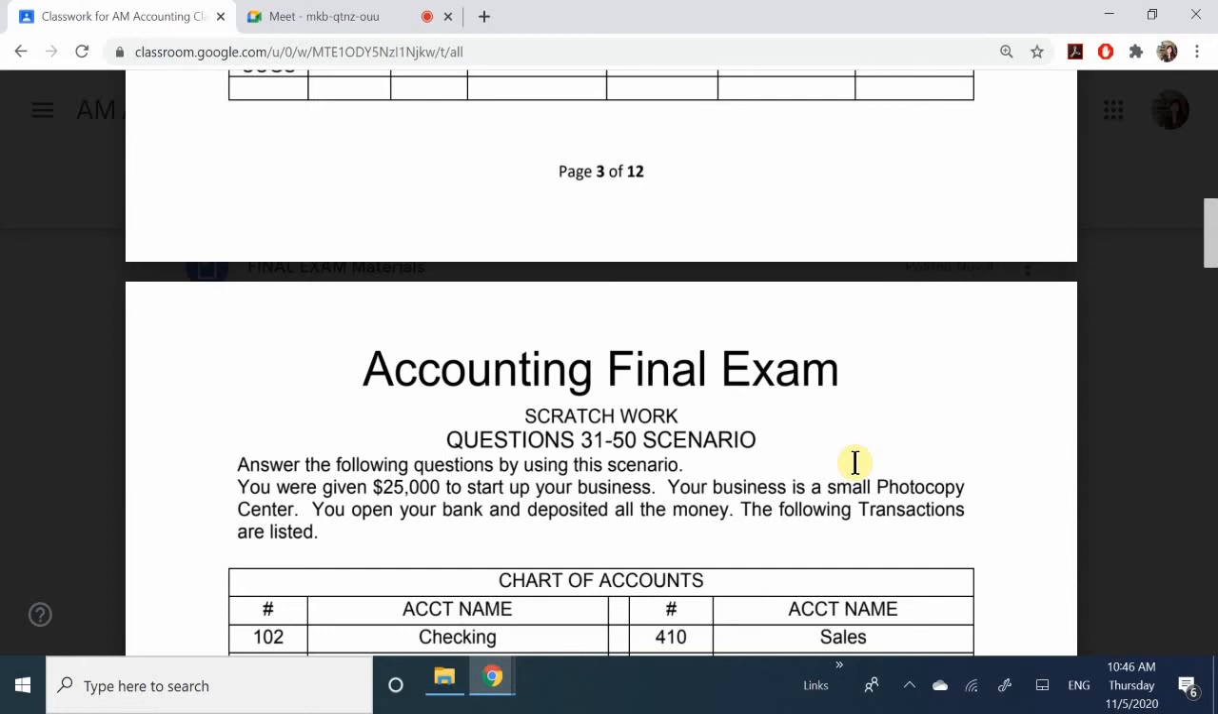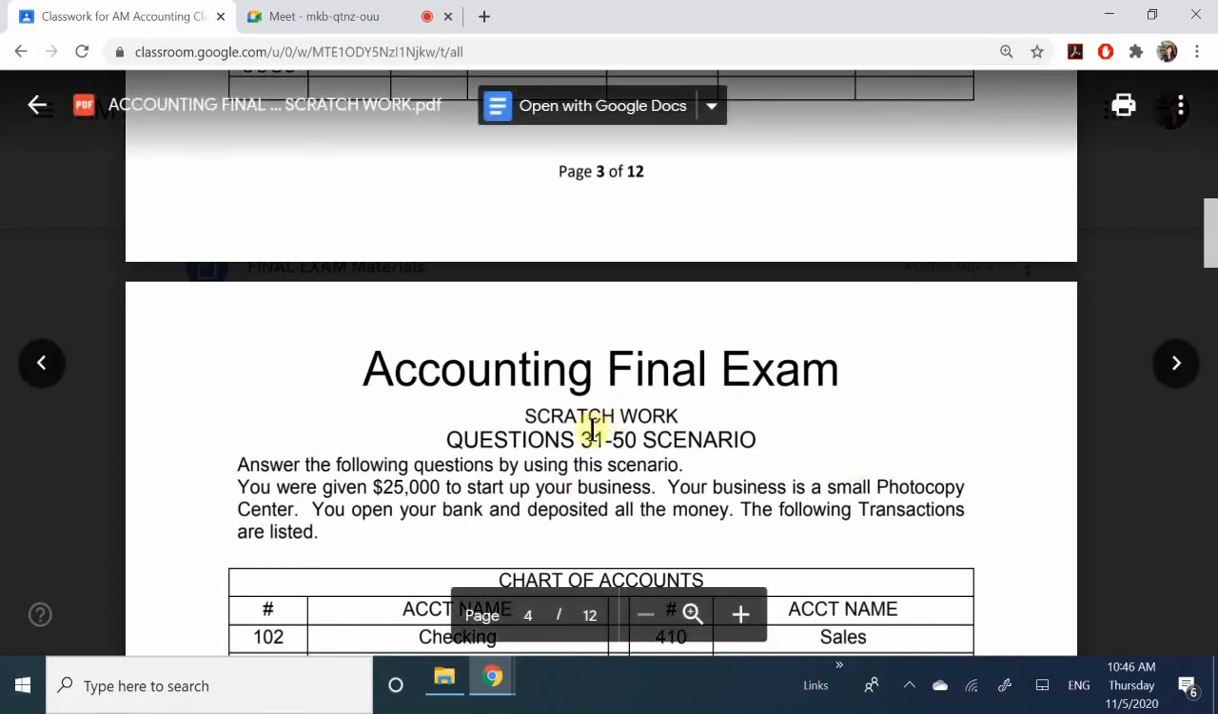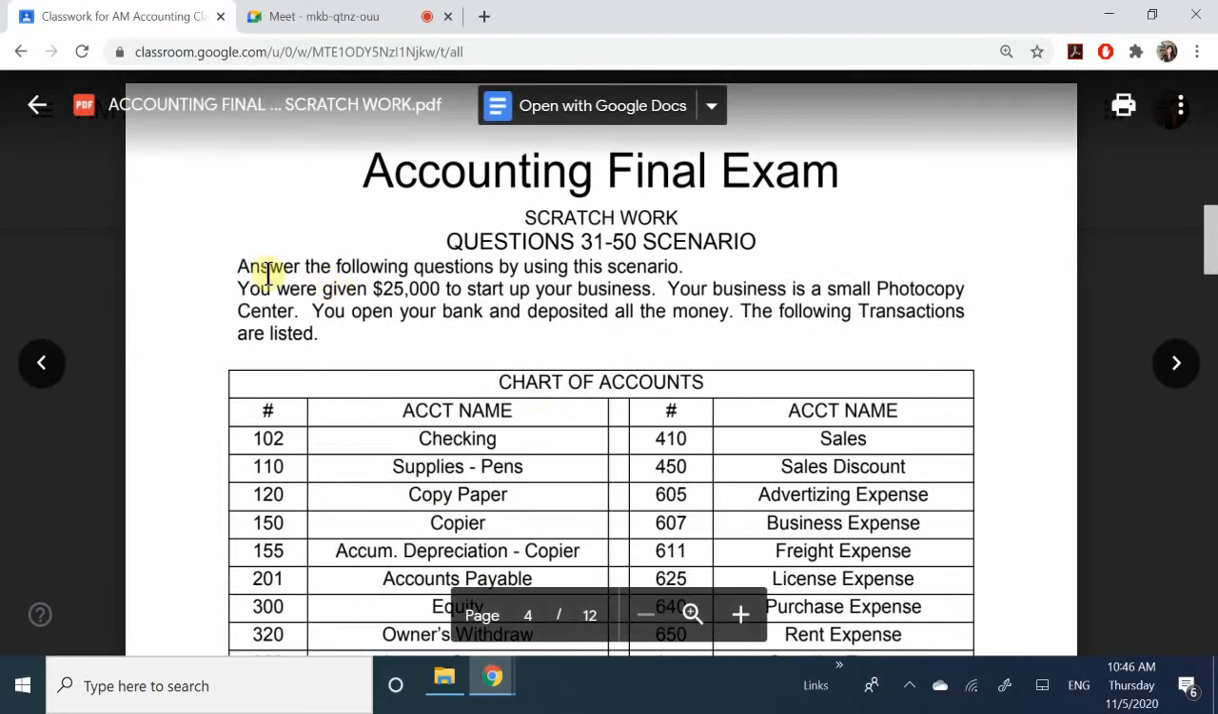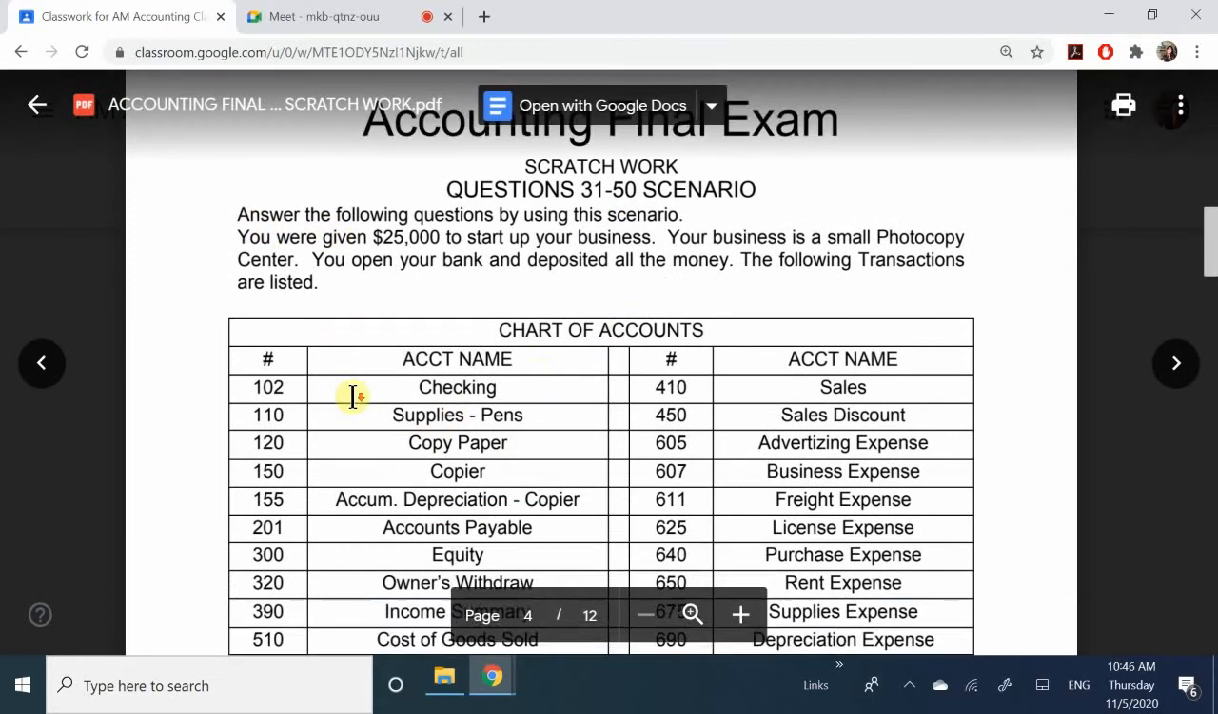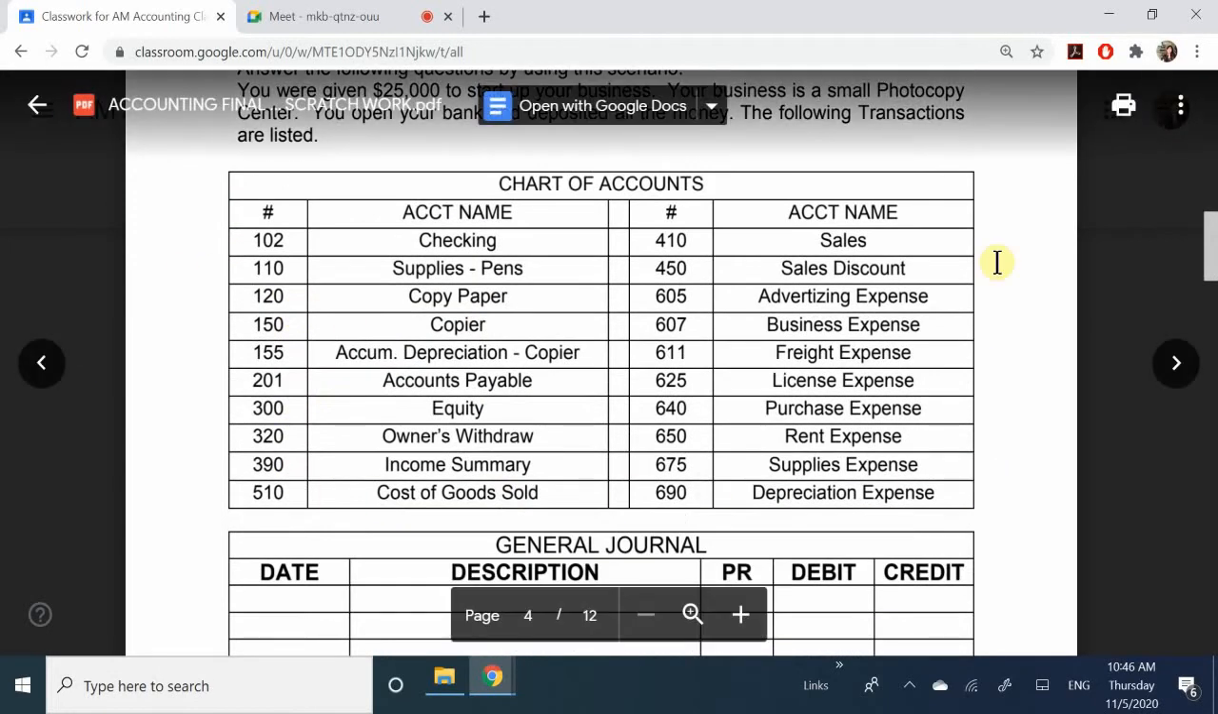This is primarily going from your sequence, your accounting cycle from step 1 all the way to step 10. So questions 31 through 50, all right, here it is. Here's your little instructions here. Here's the little chart of accounts. This is to help you categorize your entries. Will you use every single account? Maybe. And that's where I'm going to be testing your knowledge on what you are going to properly enter your transactions and where you are going to properly locate them.